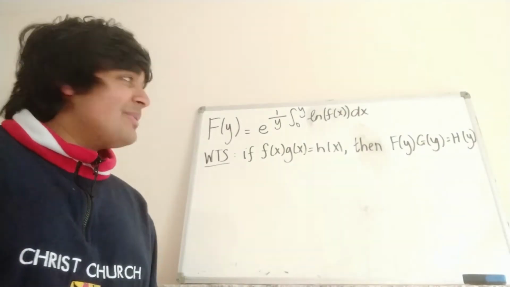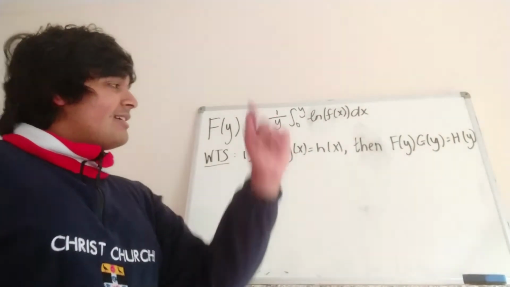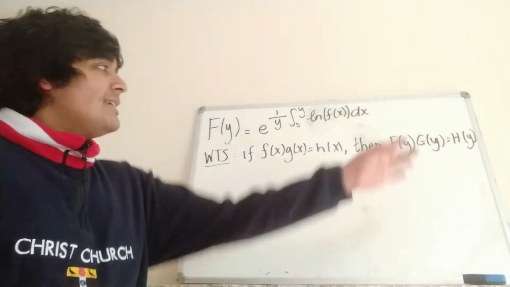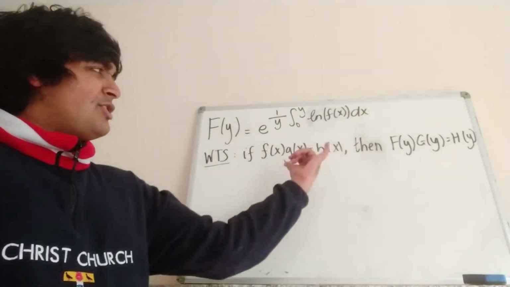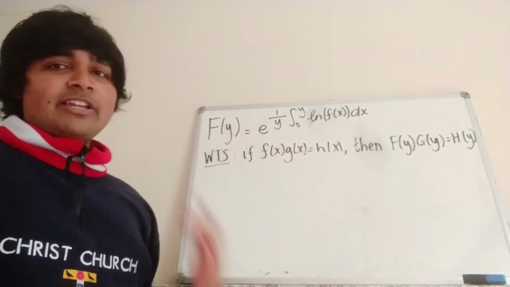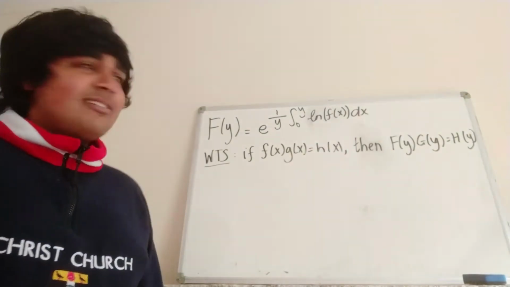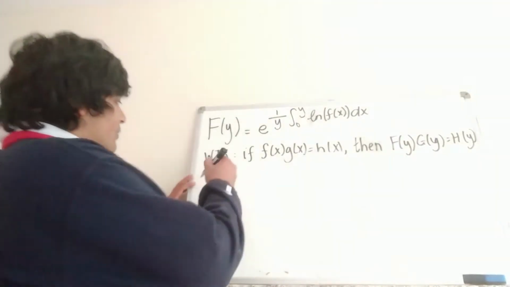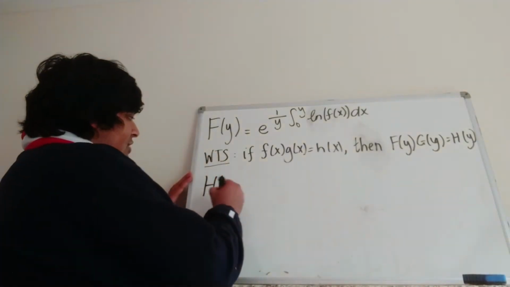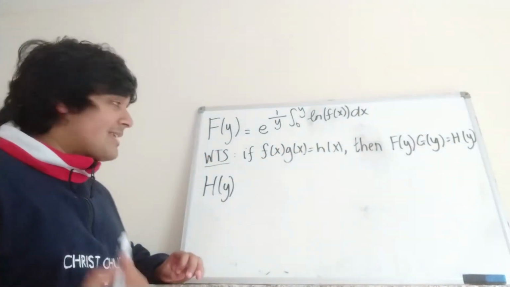Okay, so part 2, we want to show that if little f of x times little g of x equals h of x, then capital F of y times capital G of y equals capital H of y, where they're the geometric means, and f and g are positive functions. Again, this is kind of just straightforward, just using some log tricks. Let's start from the right-hand side, so H of y, and show that it's equal to capital F of y times capital G of y.